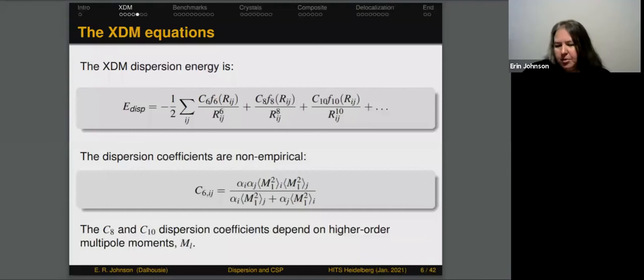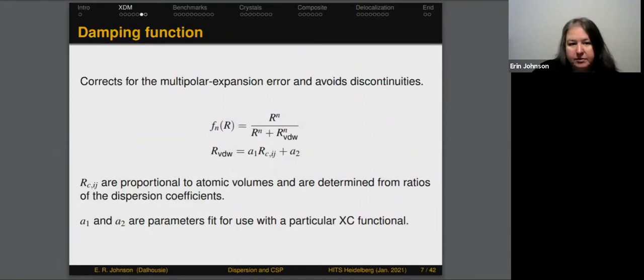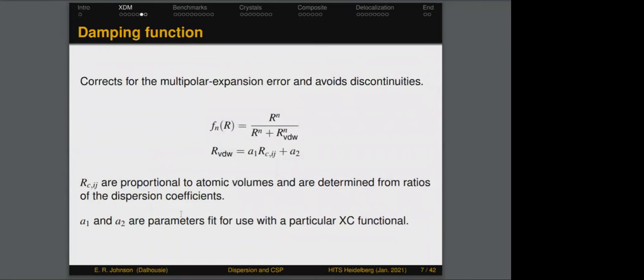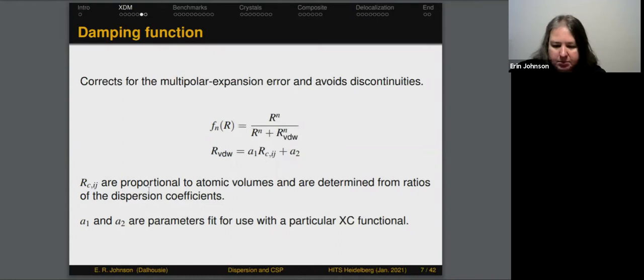The damping function is needed to prevent divergence of the dispersion energy for small internuclear separations. And the form that we choose for the damping function is this rational form here that involves a sum of van der Waals radii of the individual component atoms. Note there are two empirical parameters in our definition of the van der Waals radii. And these are the only two parameters that appear in our dispersion model.